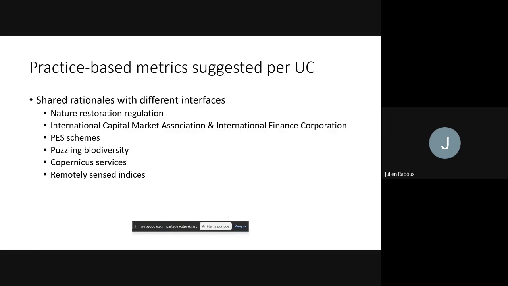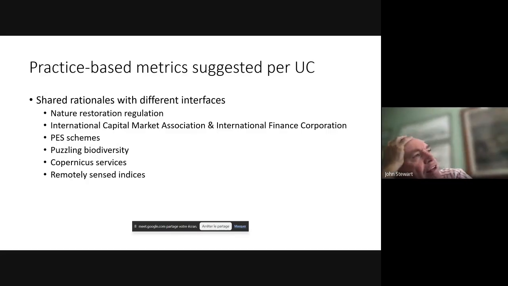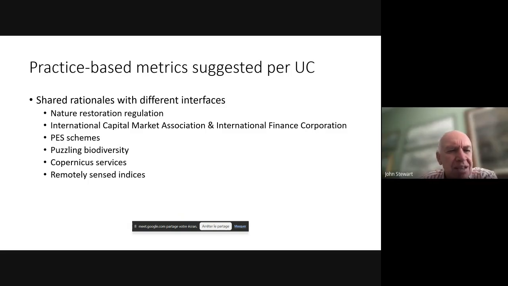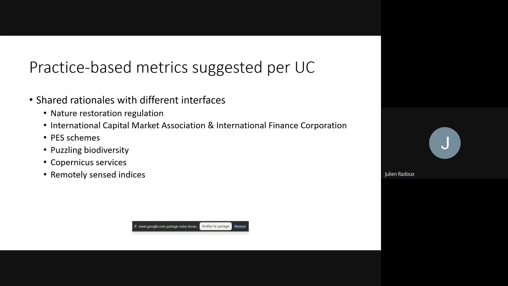Yes, John? Yeah, thanks, Julien. No, it's really clear and interesting. I just wondered, what do you mean by puzzling biodiversity? Because puzzling in English can mean both confusing and, you know, like a jigsaw. So jigsaw. Yeah. What do you mean by puzzling biodiversity? I was going to come back to that, but it's not something I mean.